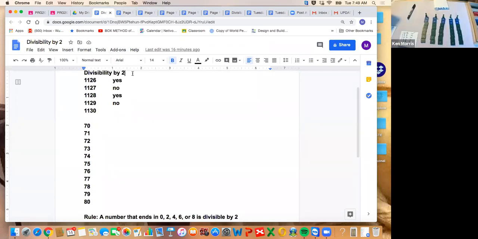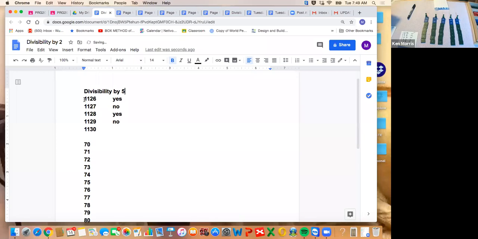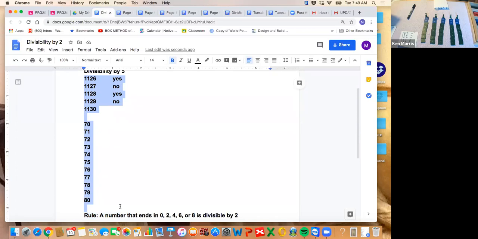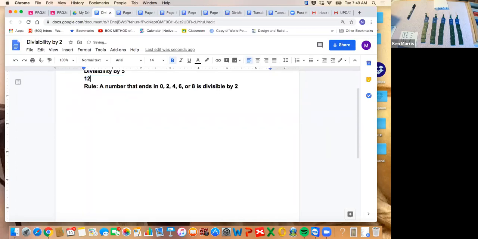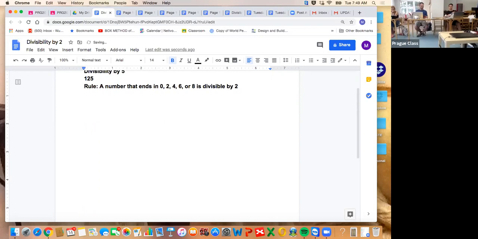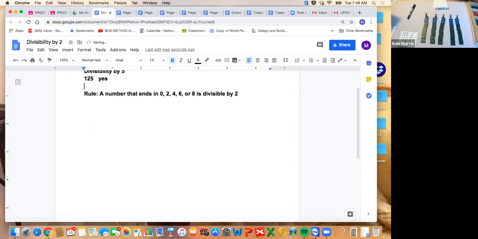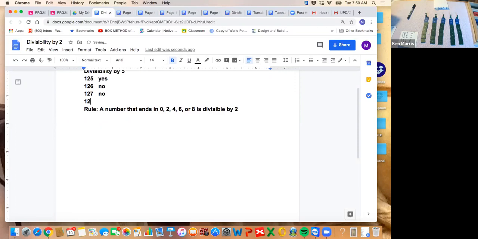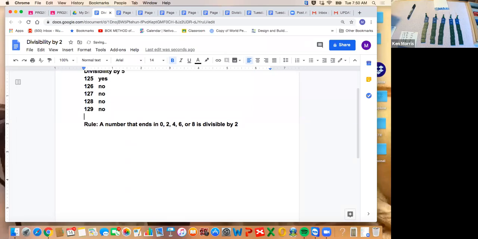Okay. All right. So I don't seem to have one for 5. I'm just going to create it. Divisibility by 5. All right. And what we looked at was 125, and we said that that was a yes. 126, and we said that that was a no. 127 was a no. 128 was a no. 129 was a no. And of course, 130 was the next number.